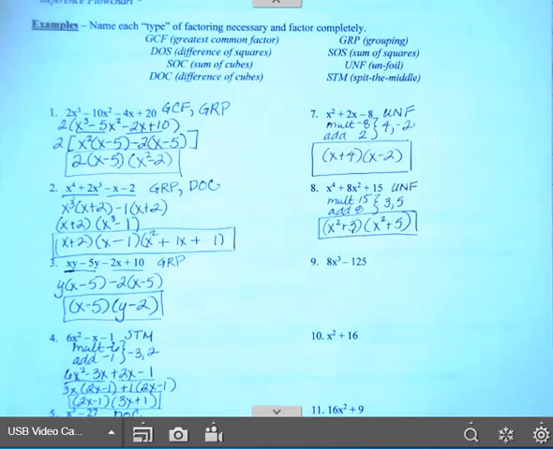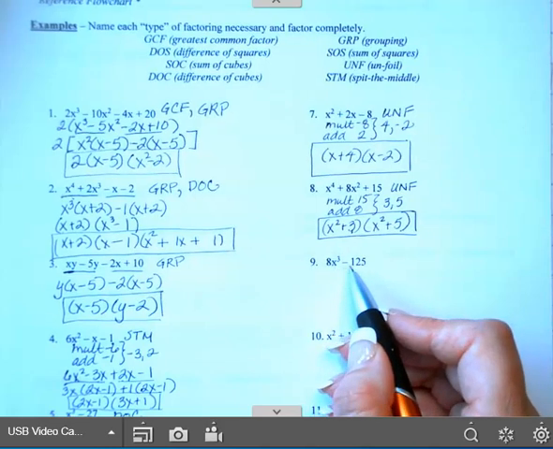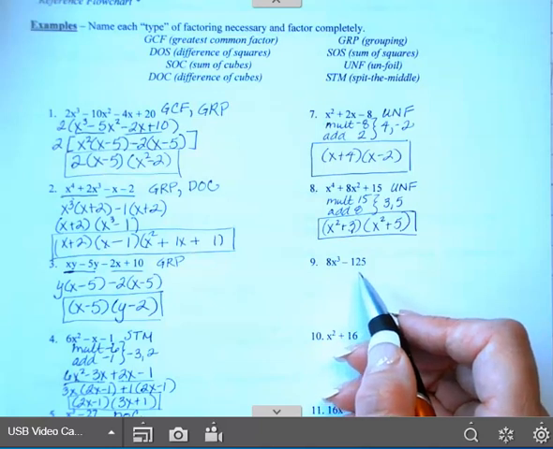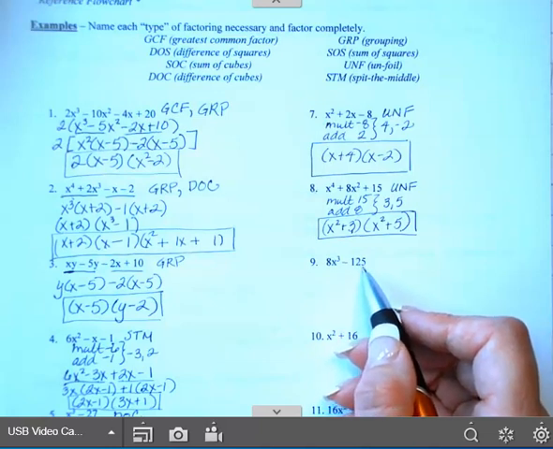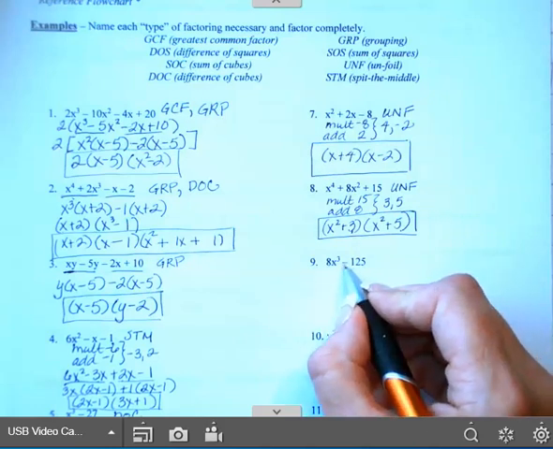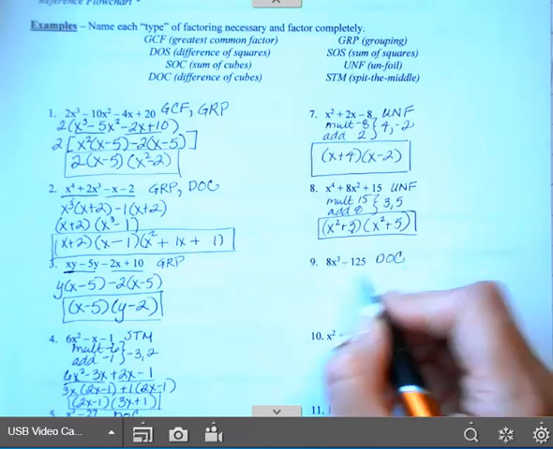Number 9. I have two terms. They do not have a greatest common factor. So under two terms then, try sum or difference of squares. Nope. Sum or difference of cubes, and this is a difference because it's a subtraction, and those are both cubes. So this is a difference of cubes.